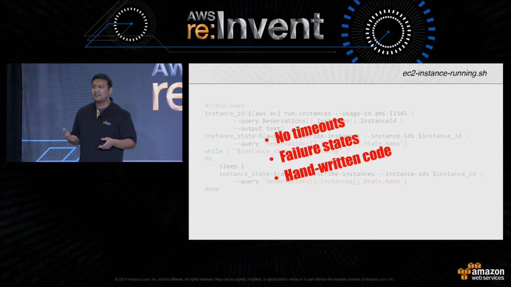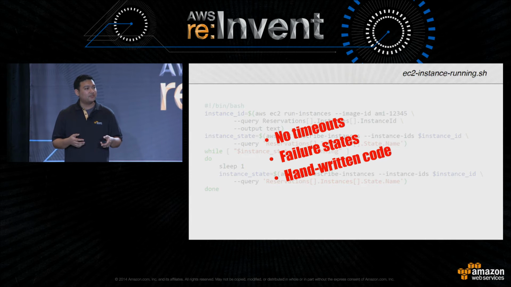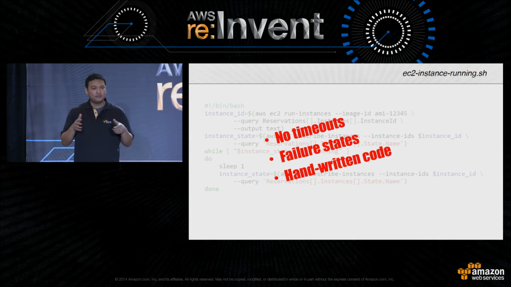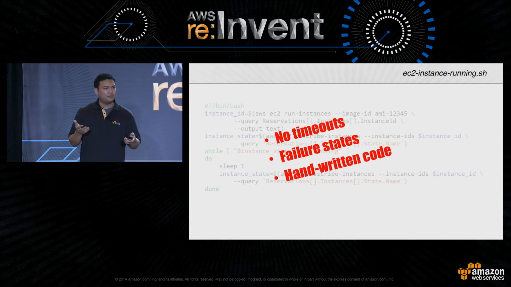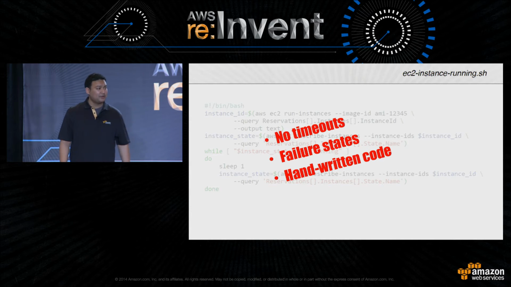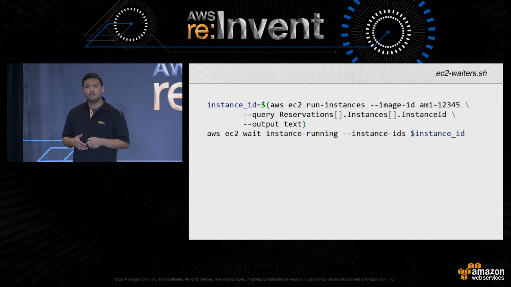And then finally, it is handwritten code. It's not a whole lot. To handle all the edge cases we talked about, maybe it's double the lines of code, but it's still not too bad, but it's still handwritten code. And so in the CLI, there's a better way to do this. This is recently added, but you can use this wait command.